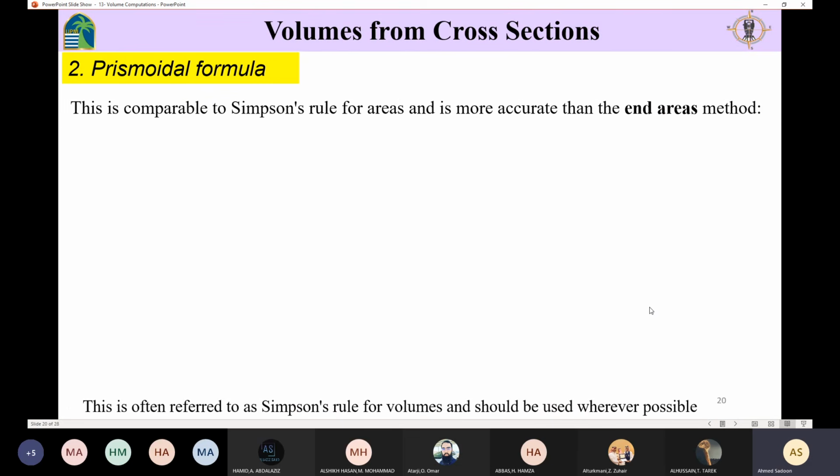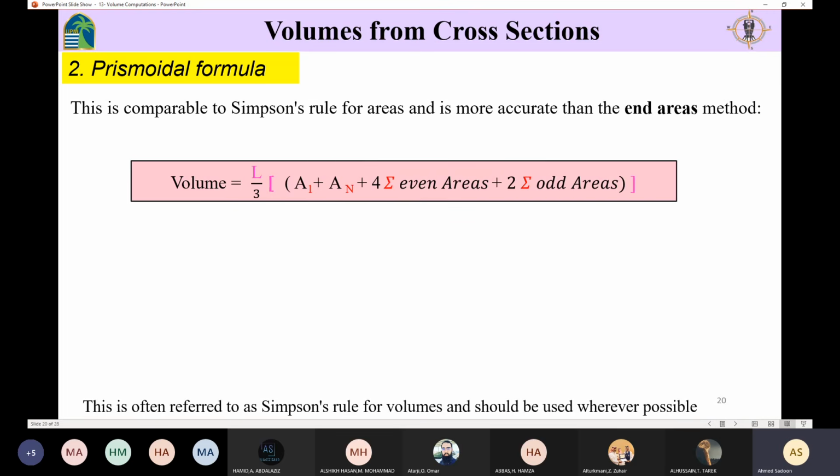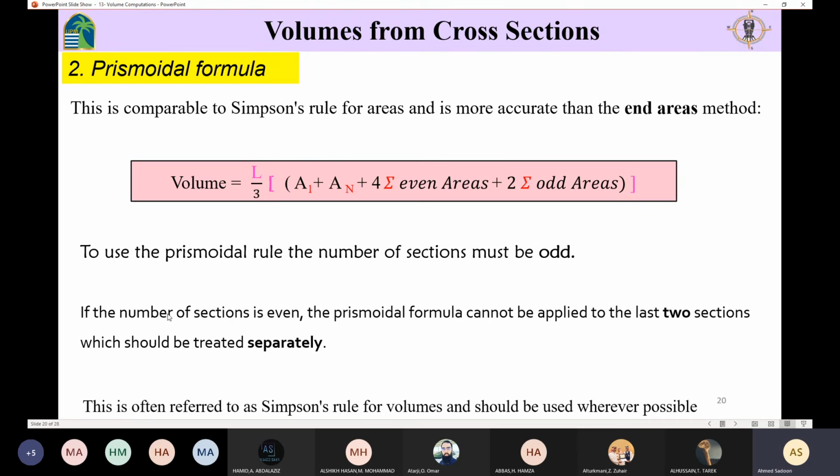Also, this formula can be generalized if you have a number of areas. If you have n cross-sectional areas, we can use this formula: the volume is going to be L over 3 times A1 plus AN plus 4 times the summation of even areas plus 2 times the summation of odd areas. You must have guessed this is similar to Simpson's rule, but instead of using offsets, we are going to use areas. And again, to use the Prismoidal rule, the number of sections should be odd, just like Simpson's rule.